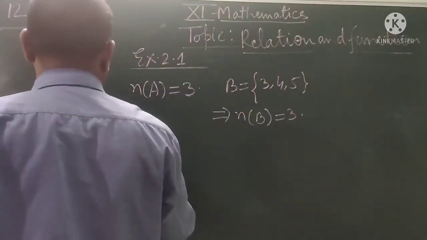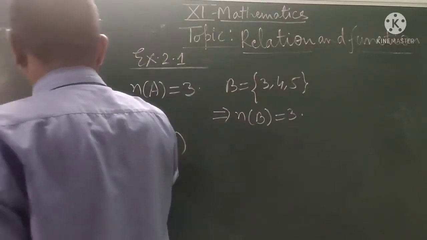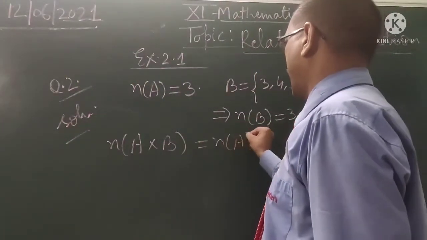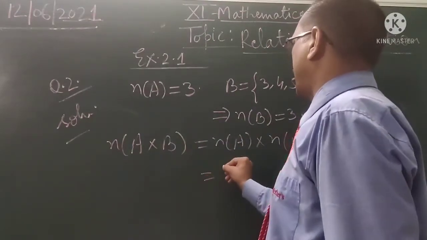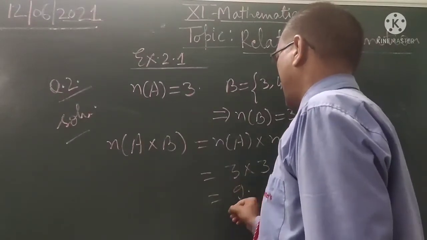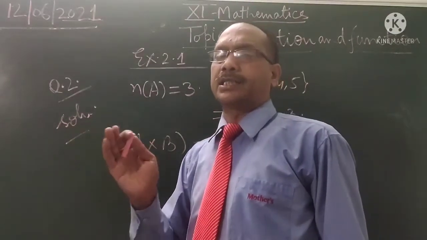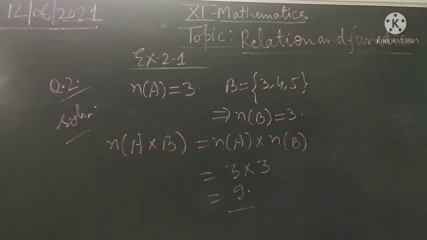Therefore n(A cross B) is equal to n(A) into n(B). n(A) is 3, n(B) is also 3, 3 threes are 9. Therefore A cross B, or we can say the Cartesian product, has 9 elements.